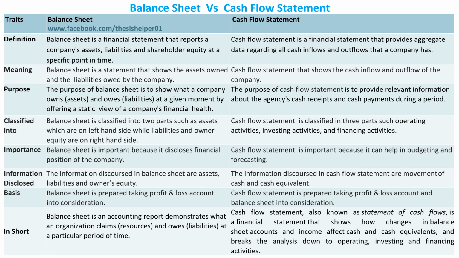Balance sheet is an accounting report, demonstrates what an organization claims, resources, and owes, liabilities, at a particular period of time. Whereas cash flow statement, also known as statement of cash flows, is a financial statement that shows how changes in balance sheet accounts and income affect cash and cash equivalents, and breaks the analysis down to operating, investing, and financing activities.